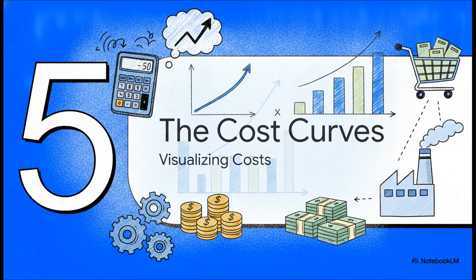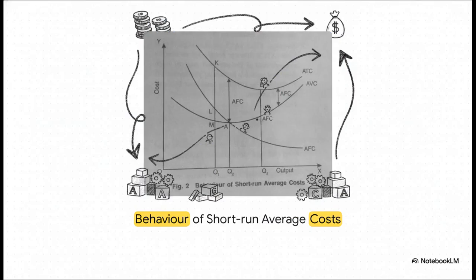Section 5. The cost curves explained. Let's see how all of this plays out in the real world. Formulas are great, right? But economists and business leaders usually love to actually visualize this data. So let's translate our math into cost curves. Imagine a graph. On the bottom axis, the x-axis, we're measuring our output, the number of toys we're making. On the vertical y-axis, we're measuring the cost.